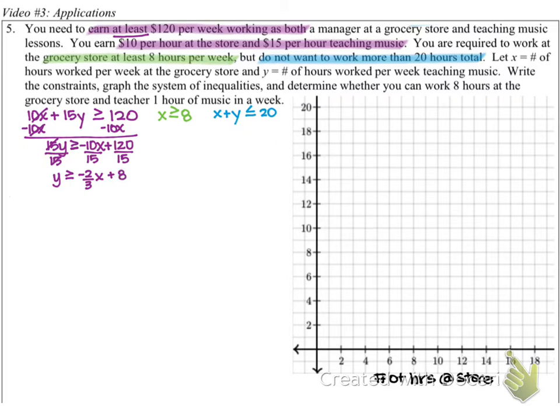All right, so let's go ahead and graph this. But before we do that, we need to make sure that we label the axes. So we said X was going to be the number of hours at the store, which I already have at the bottom there. And then Y is going to be the number of hours teaching.